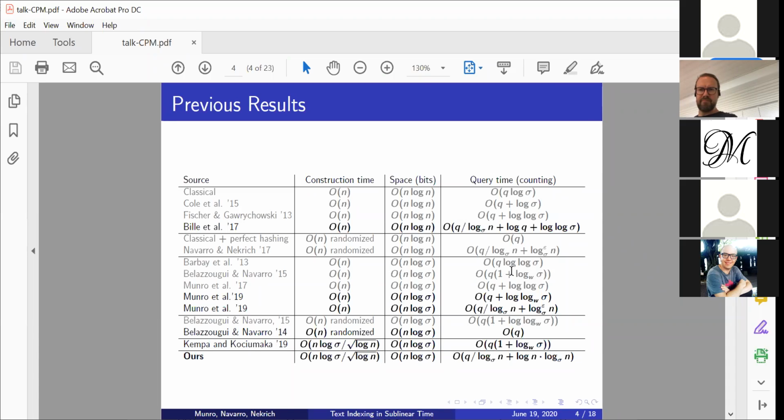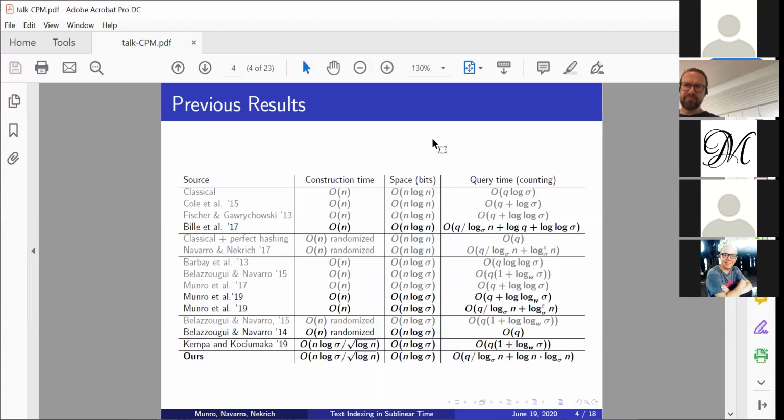And the query time is essentially either proportional to the length of the pattern, in many cases, plus some additive term, or it's just, for example, in the work of Belazzougui and Navarro, the query time is just proportional to the length of the query pattern. And in some cases, we can achieve even the optimal query time in words. For example, in the data structure of Munro et al. from 2019, the query time would be proportional to |Q| divided by log base sigma of n plus, essentially, log to the epsilon of n.